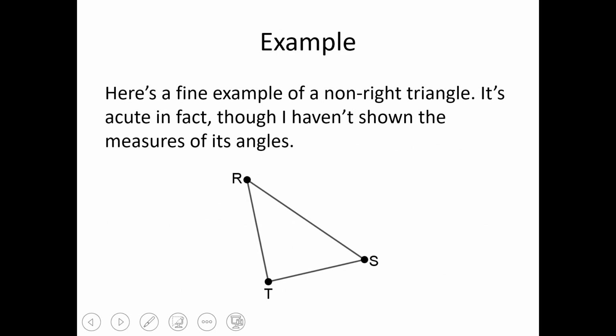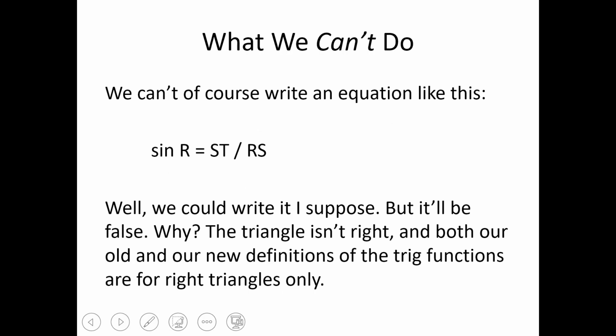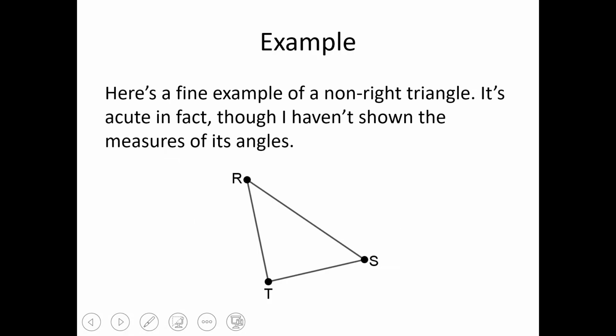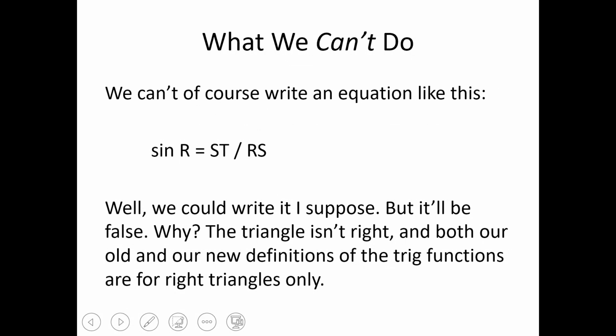So if we were to say something like, and I've had students do this before, the sine of R is equal to ST over RS, because angle T looks a bit like a right angle, though it's actually not. If this is an acute triangle, that equation, sine of R is equal to ST over RS, is just false.